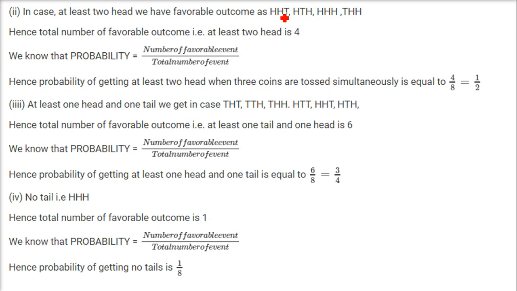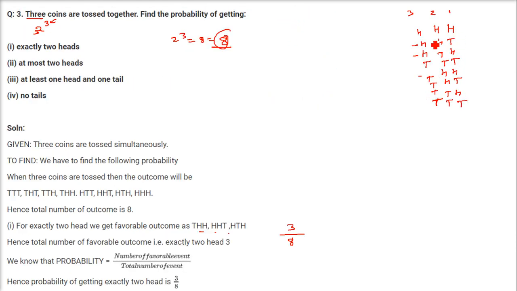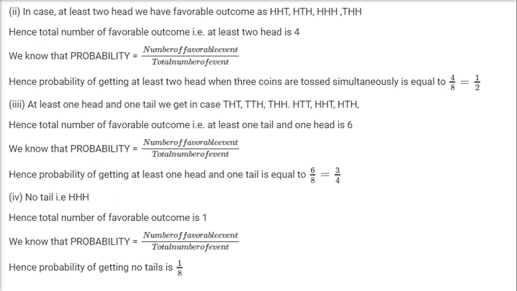At most two heads can be this one. That is only this, you don't take. At most two heads: this one, this one, this one, this one and this one. Why? Because we are taking this two heads.